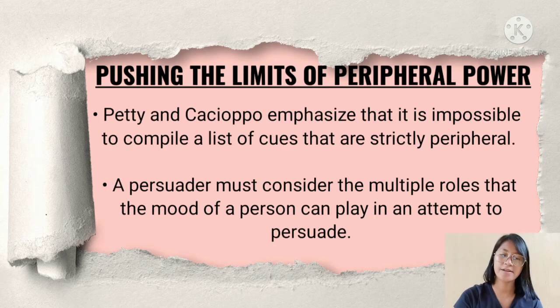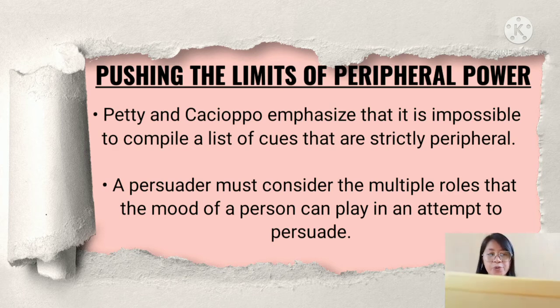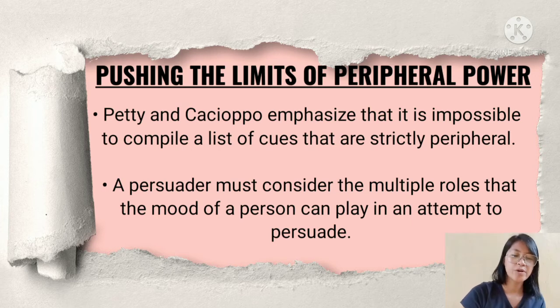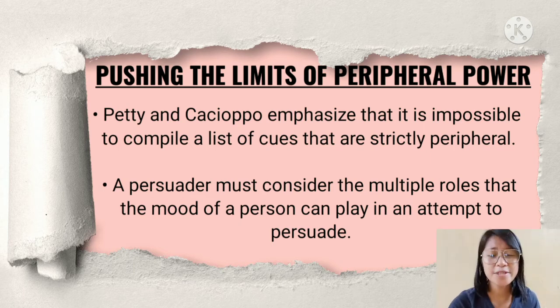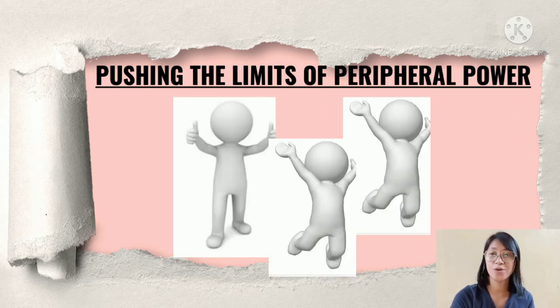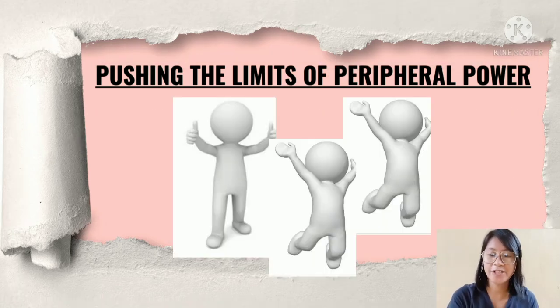Now, going back to the identified cues in the peripheral route, Petty and Cacioppo emphasize that it is impossible to compile a list of cues that are strictly peripheral. For example, a persuader would have to consider the multiple roles that the mood of the person can play in an attempt to persuade. Suppose that you are proposing something relevant to someone and that person is in a good mood or having a good feeling.